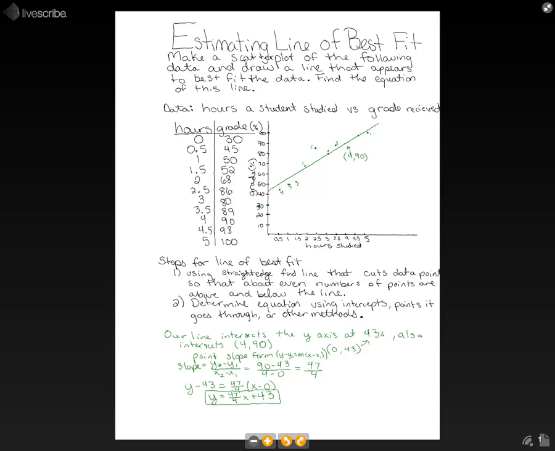So based on this, we've created a useful equation that tells us essentially this is the grade you might expect for this test given the number of hours you study. So that's estimating lines of best fit.